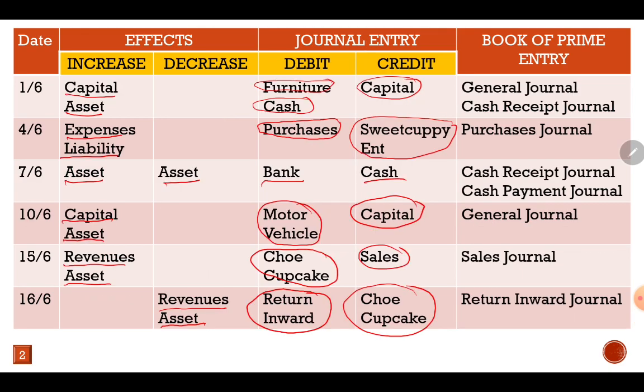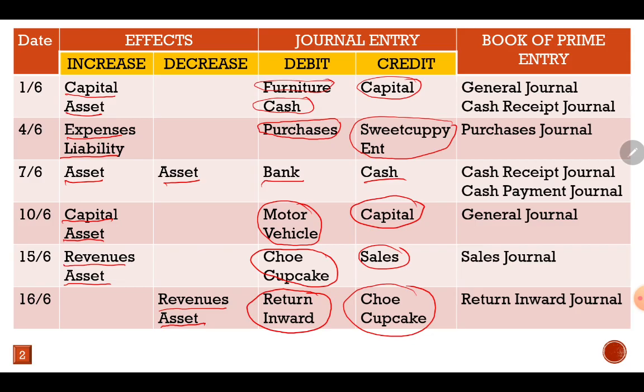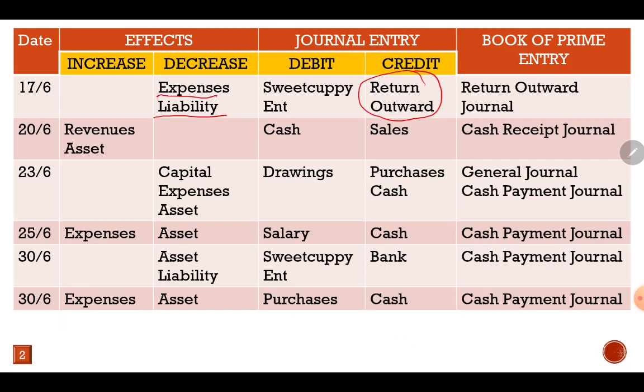Okay. Kalau asalnya kita hutang dengan Sweet Kapi $3,500. Kita pulang $500. Maksudnya hutang kita tinggal $3,500 tolak $500 tinggal RM3,000. So, the liability reduce. Okay. So, liability reduce, debit Sweet Kapi. Okay.